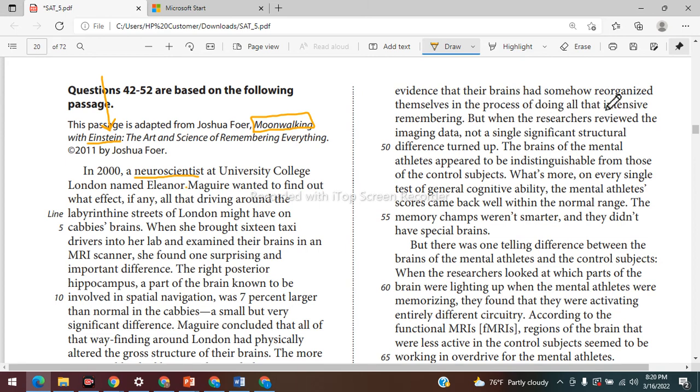But when the researchers reviewed the imaging data, not a single significant structural difference turned up. The brains of the mental athletes appeared to be indistinguishable from those of the control subjects. What's more, on every single test of general cognitive ability, the mental athletes' scores came back well within the normal range. The memory champs weren't smarter, and they didn't have special brains.